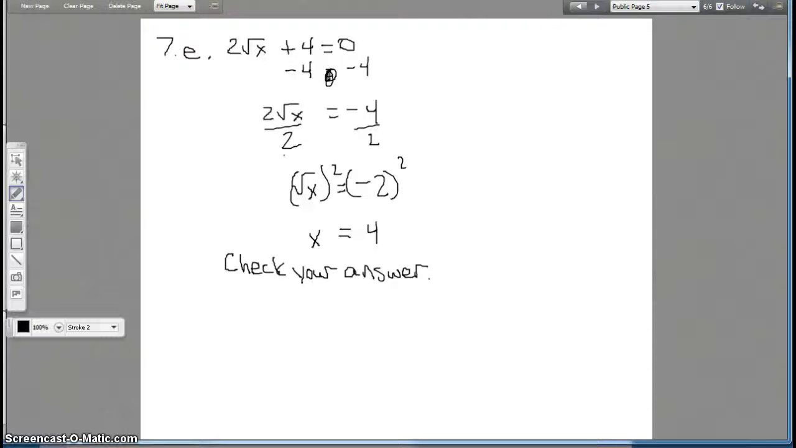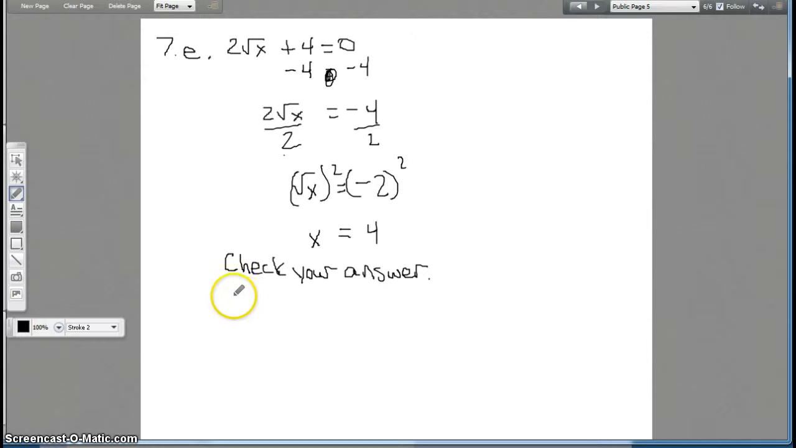This is Jacob's Algebra, Chapter 12, Lesson 7, Part 2. We're going to finish with problem number 7e. We had started the problem and solved for x and got that x equals 4. But once you've done that, you have to check your answer in the original equation to see if it works.